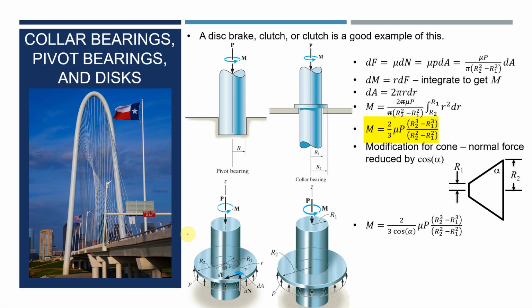Bearings, pivot bearings, discs, a clutch, a disc brake. I don't know why I wrote clutch twice. There's another mistake in my PowerPoint slides. This should be a journal bearing. No, take that back. Thrust bearing. Wrong type of bearing. A thrust bearing prevents axial motion of the shaft, and this is a cone. This cone modification down here is an example of a thrust bearing.